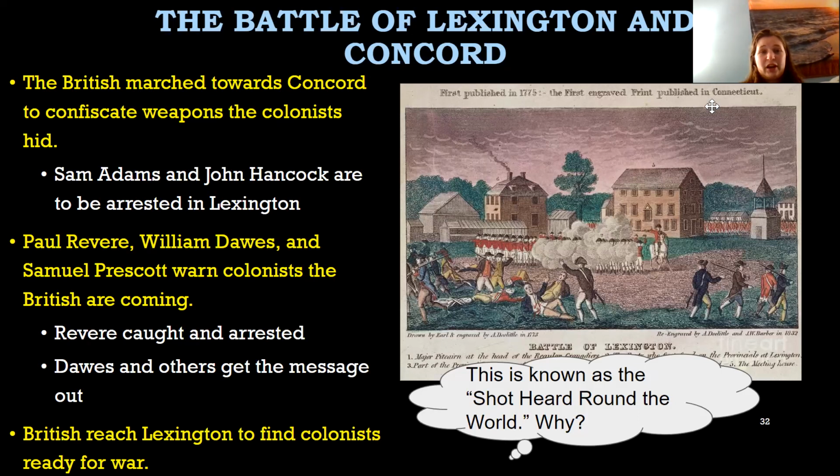Sam Adams and John Hancock are being arrested in Lexington. Paul Revere, William Dawes, and Samuel Prescott hear about this and go to warn all of the colonists that the British are coming. Even though Revere was caught and arrested, Dawes was able to get the message out. And the colonists who were willing to volunteer for this battle were ready for war by the time that the British arrived.